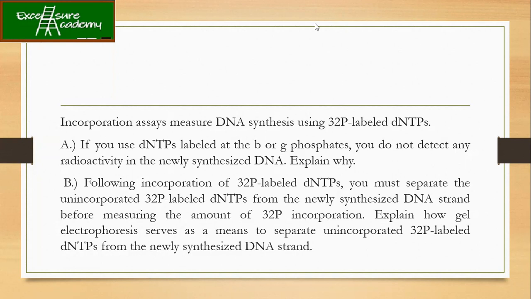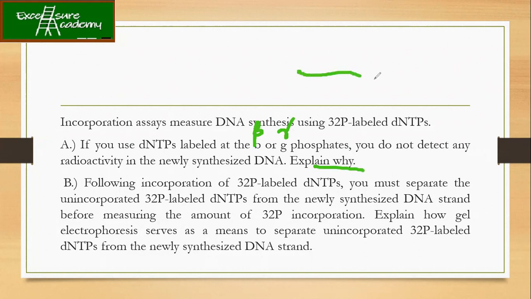Okay, so our first question is, if you use dNTPs labeled at the beta and gamma phosphates, you do not detect any radioactivity in the newly synthesized DNA. Now, why is this happening? It is very simple.